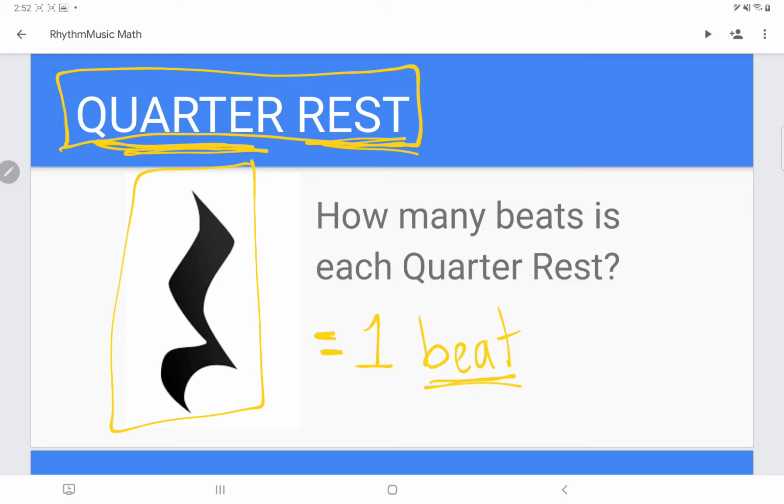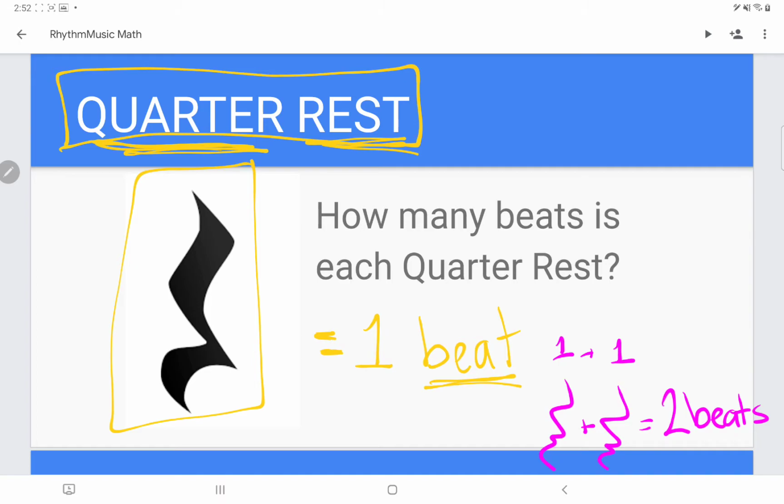So let's pretend that I have 2 quarter rests and I want to add them together. I just kind of did a couple of squiggly lines down here at the bottom to kind of look like quarter rests. But let's pretend I'm trying to add 2 quarter rests together. Now my first quarter rest is equal to 1 beat. My second quarter rest, well, it's also equal to 1 beat. Now if I'm trying to add those together, that gives me 2 beats. Pretty easy peasy, not too bad.